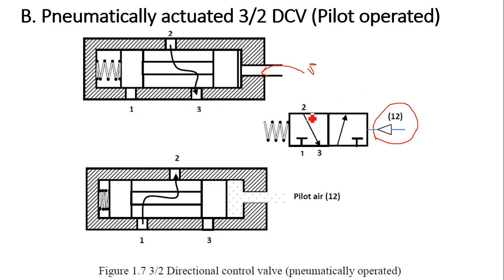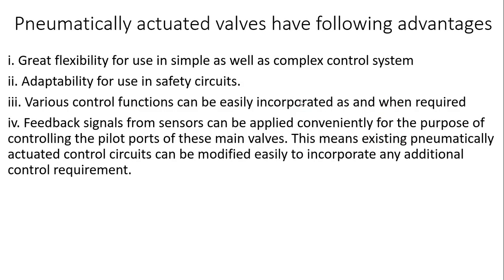So the same thing can be achieved pneumatically, but this is done for automation purposes. That means when one part is over, a flow signal will be given to this and another sequence will begin. So this is nothing but pilot operated. Pneumatically actuated valves have the following advantages: great flexibility, adaptability for use in safety circuits, various controls, and sequencing. These are the basic advantages.